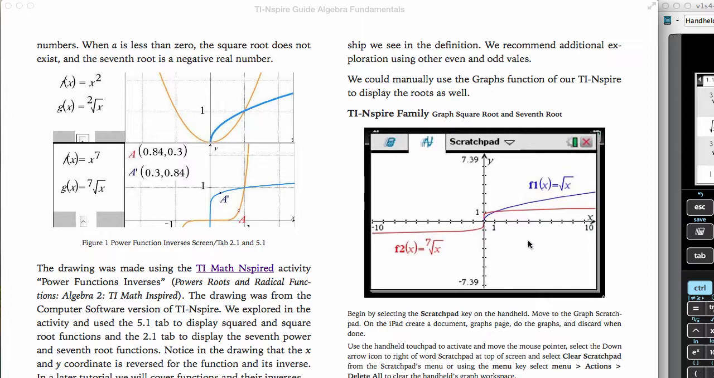Instead of using the math activity, we can bring up the scratch pad and draw pictures of what these look like.